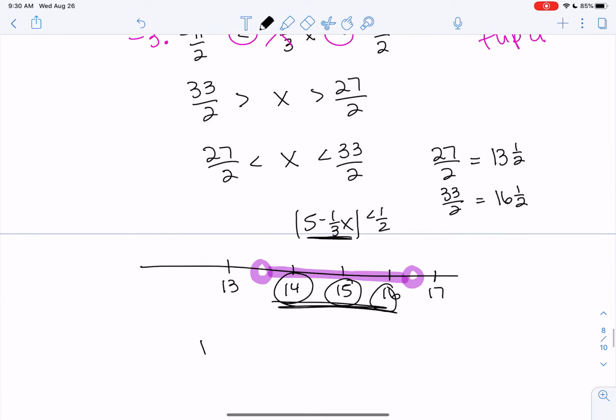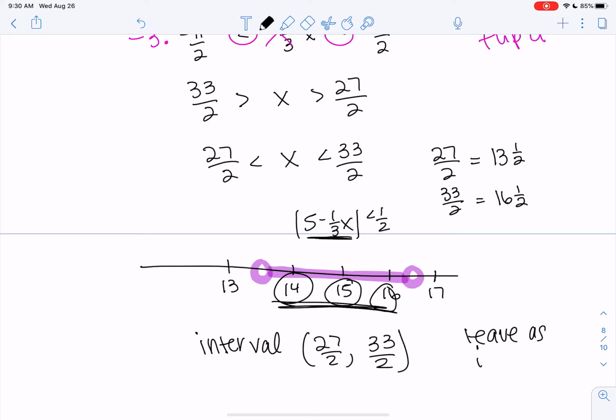And then the final thing is interval notation. And so this is where I don't want to see 13.5. We don't like mixed numbers. We're just going to leave it as 27 over 2 to 33 over 2. Leave as improper. Cool. So hope this is helpful.